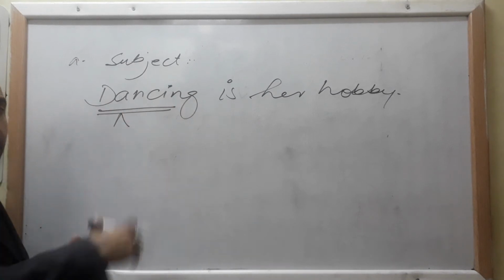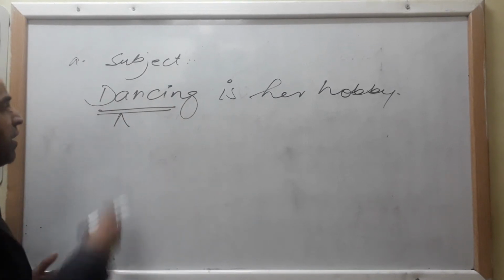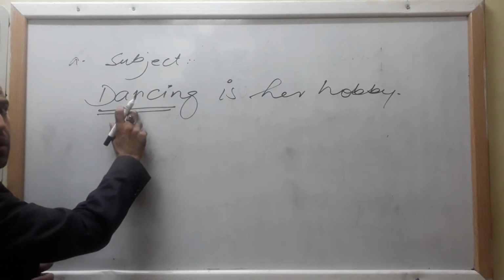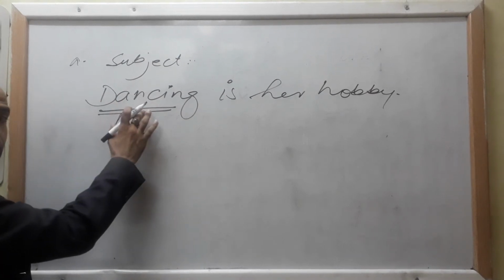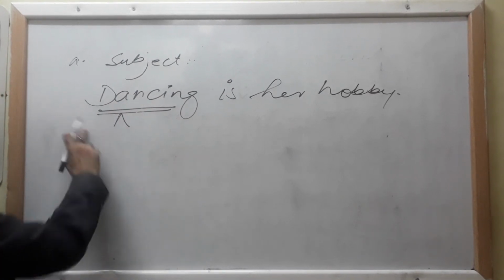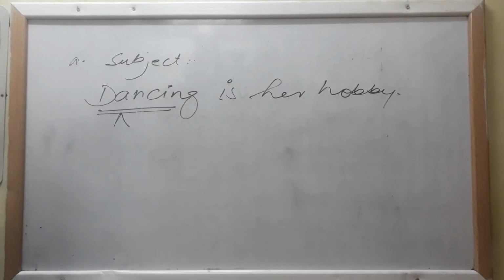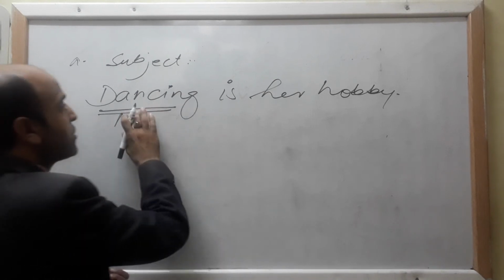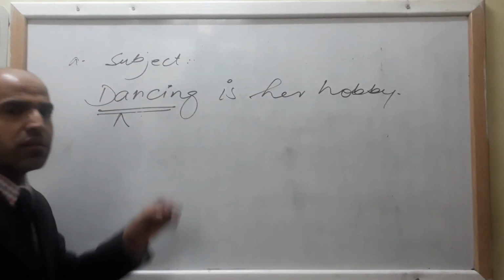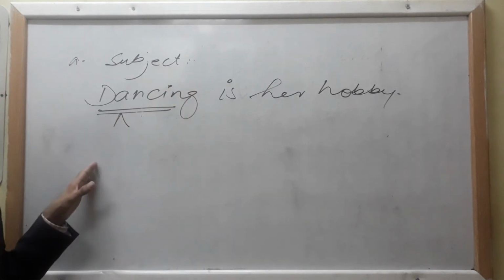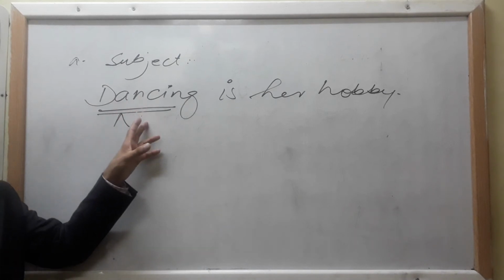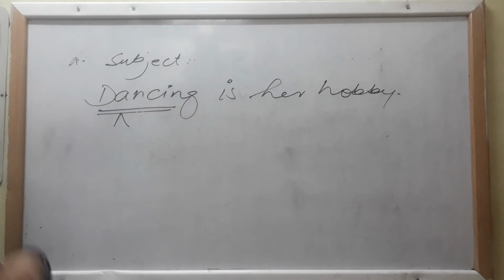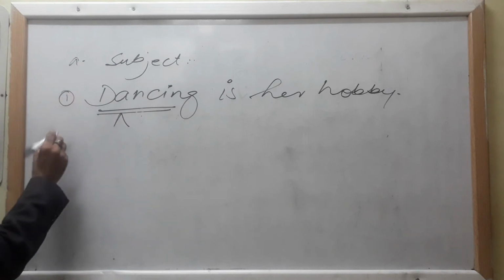The slot of your subject is always the beginning of the sentence. Here you cannot start your sentence with an adjective. You cannot start your sentence with an adverb. You cannot start your sentence with a preposition. So here dancing is functioning as a noun. Why is it so? Because it is the subject of your sentence. What is her hobby? Dancing. Clear? We are talking about dancing. So this is the best example that a gerund could be used as the subject of the sentence.